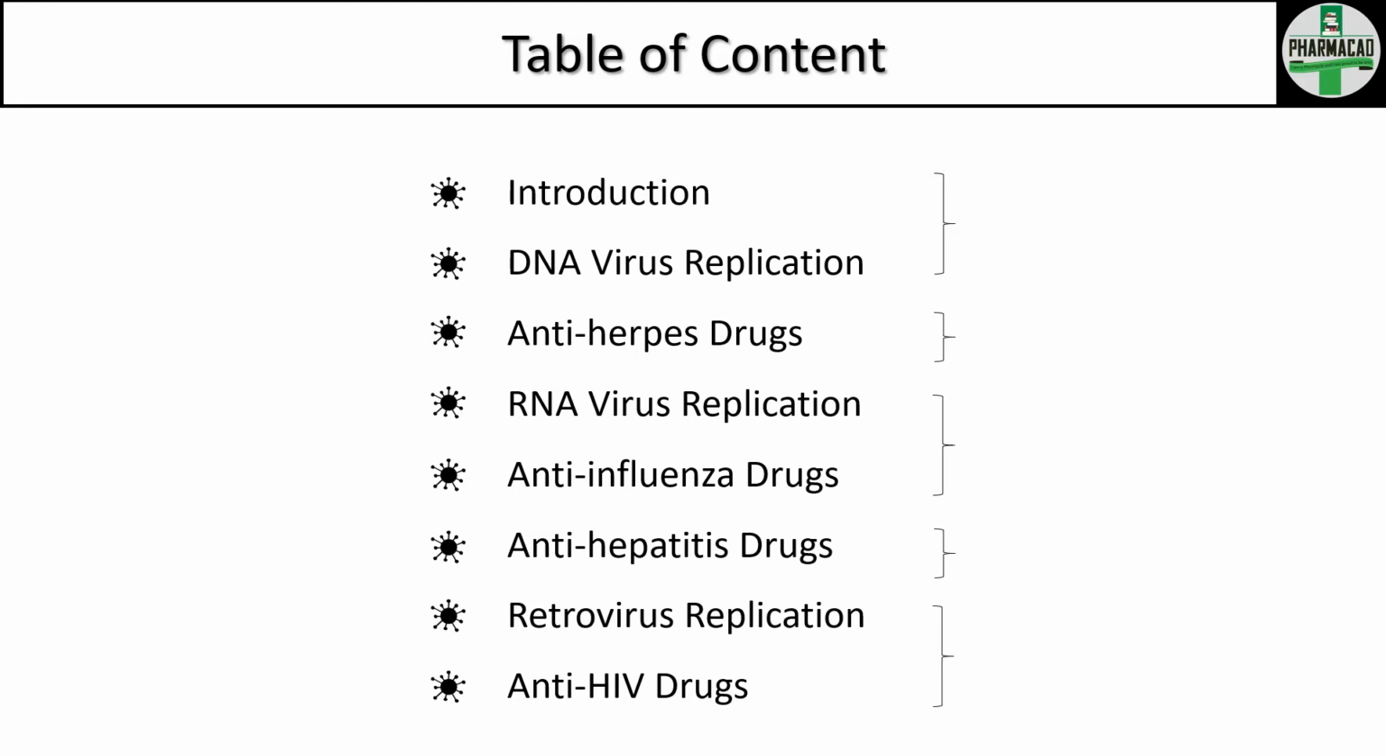In the second part we will see the drugs acting on herpes virus infection. In the third part, we will see RNA virus replication and drugs acting on RNA virus, that is influenza. In the fourth part, we will see different types of hepatitis and drugs acting on these viruses. And in the last part, we will see HIV infection and drugs acting on this infection.